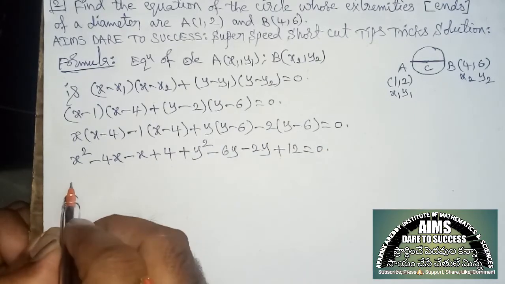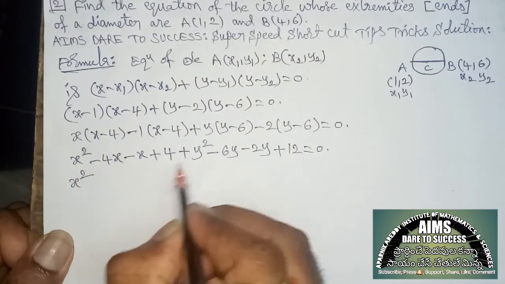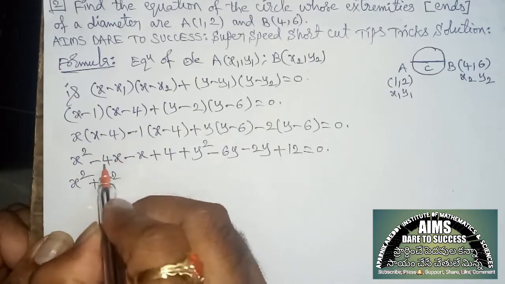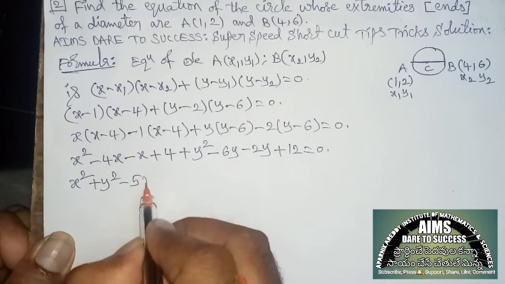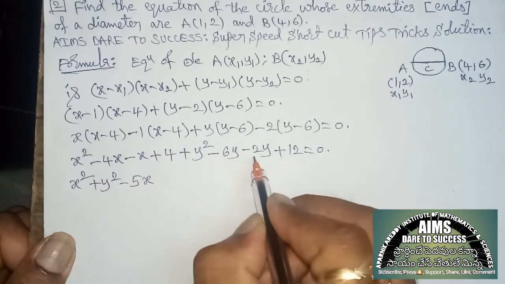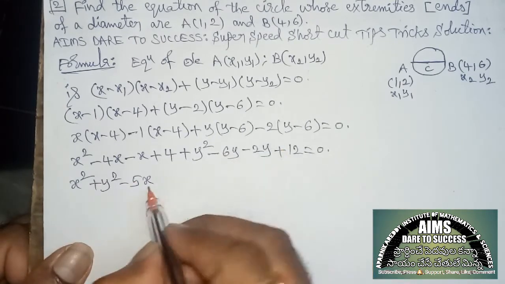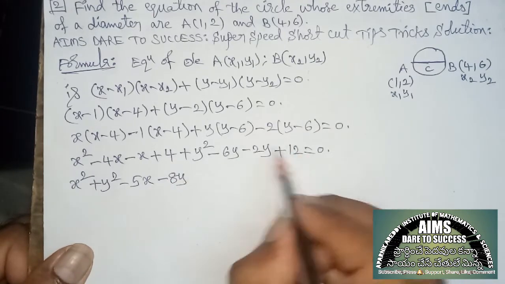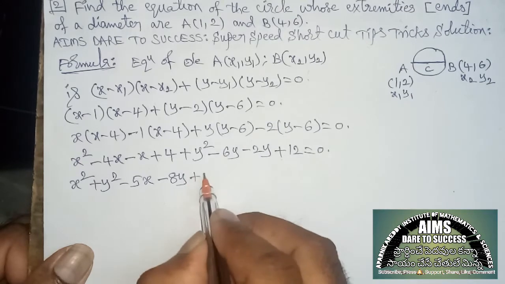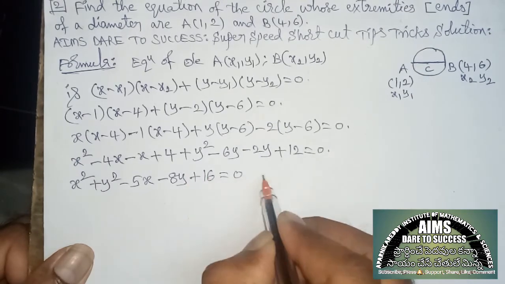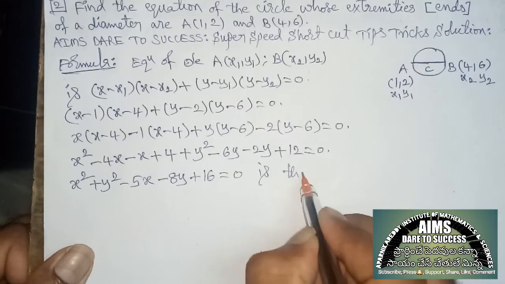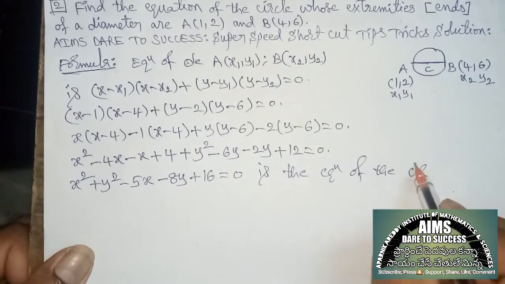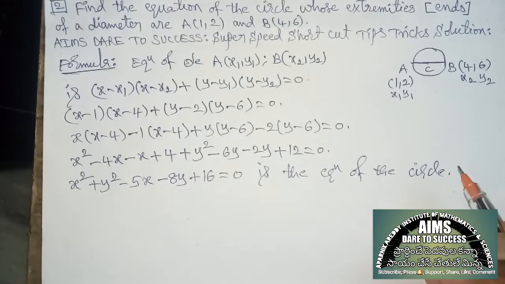After that you will get x square. Next term you can write y square. Next you can write x terms, minus 4x minus x is minus 5x. Next you can write y terms, minus 6y minus 2y is minus 8y. After that constant terms, 12 plus 4 you can add, you will get plus 16 is equal to 0, is the equation of the circle.